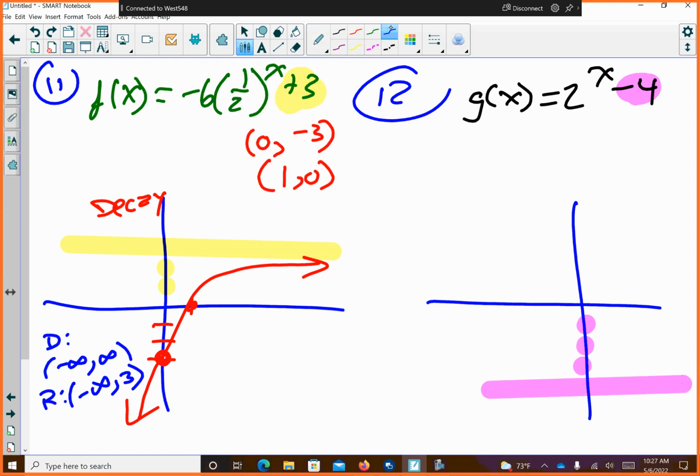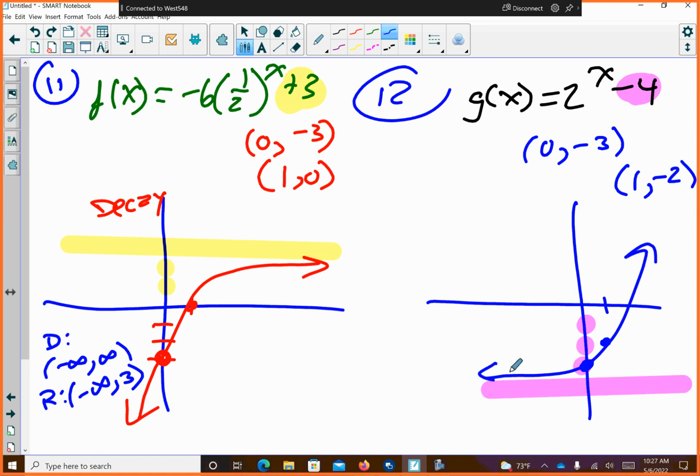Okay. Now we can start plugging values in. If I plug 0 in, 2 to the 0 is 1. 1 minus 4 is -3. So it's down here. If I plug 1 in, 2 to the first is 2. 2 minus 4 is -2. So this is going to look something like this.